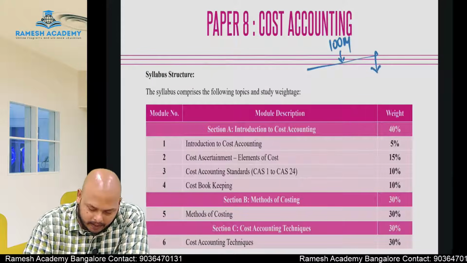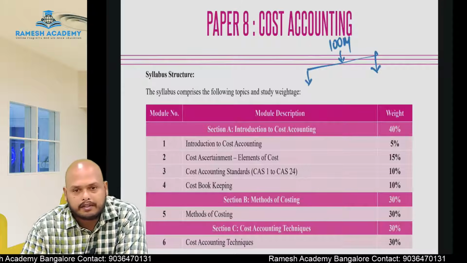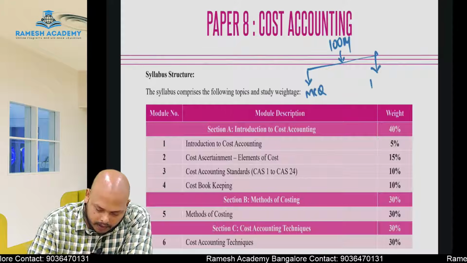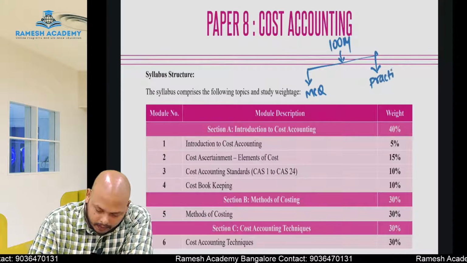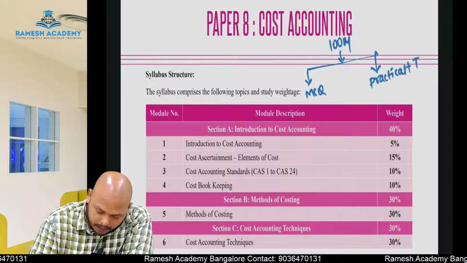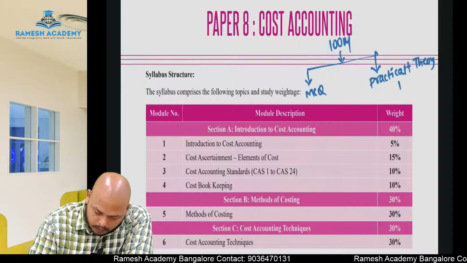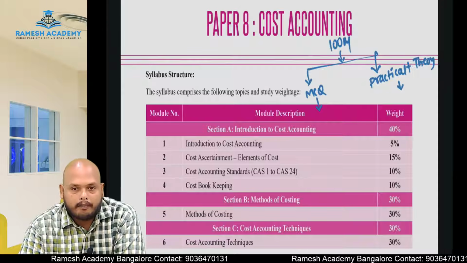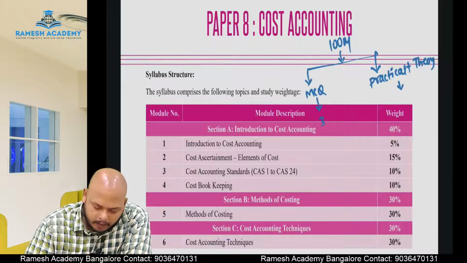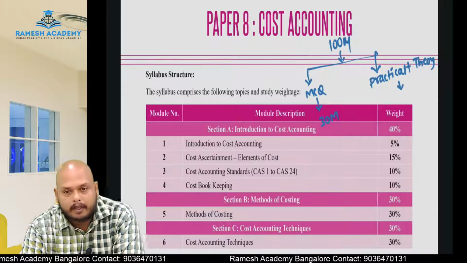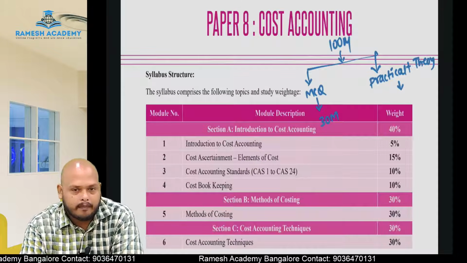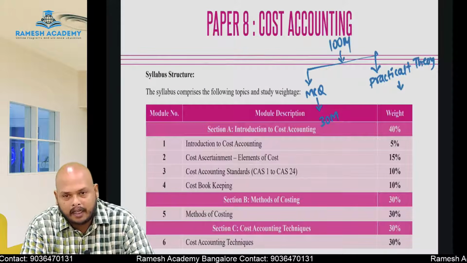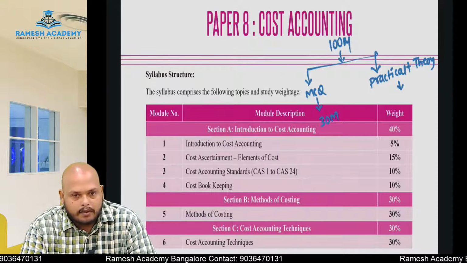It is classified into two sections. One is MCQ, another one is practical plus theory. This 100 marks comprises MCQ and practical plus theory. MCQ, if you observe, will be for 30 marks. In the recent examination pattern, December 2023 or June 2024 examinations, we can see the pattern is 30 marks MCQ questions completely.